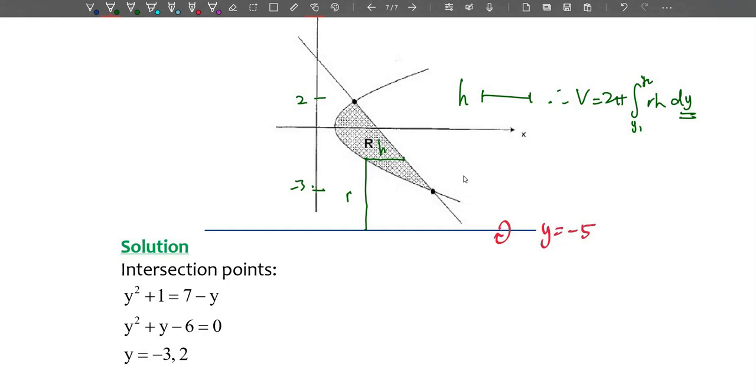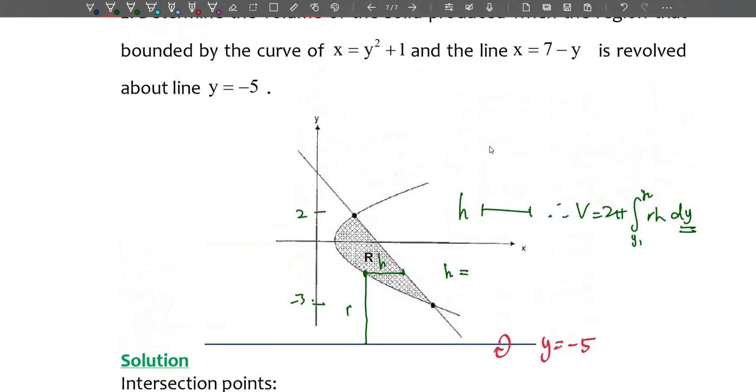Let's determine the radius and height. The easiest part is to determine the height first. The height is horizontal, which means the function on the right minus the function on the left. So H is equal to the line, 7 minus y. Minus, remember to write brackets, because y is negative here. Minus the curve, which is y squared plus 1. Simplify, and you will have H equal to 7 minus 1 is 6, 6 minus y minus y squared. This will be the H.